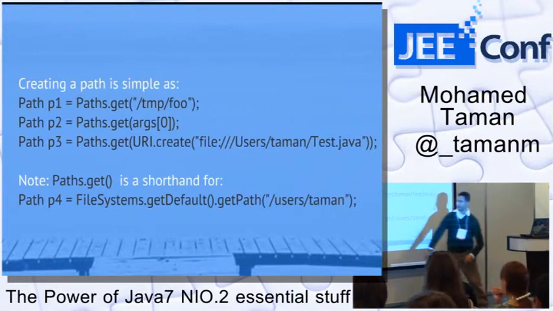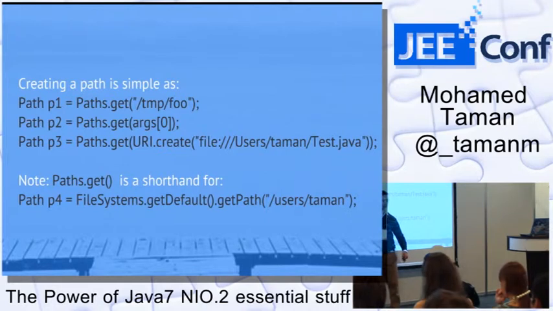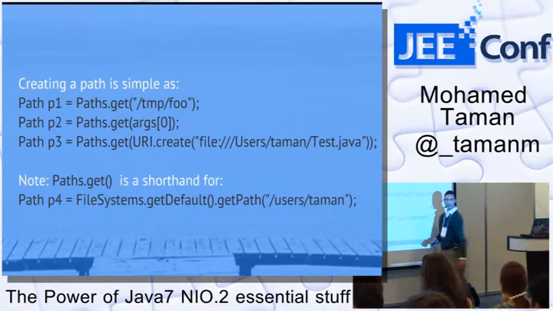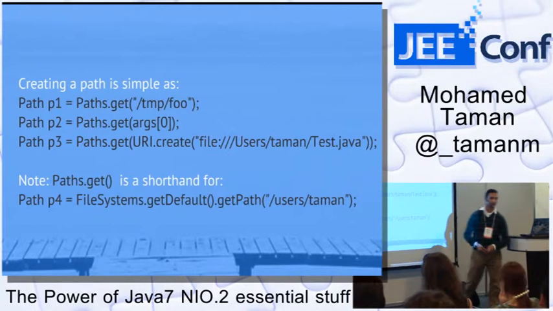Take care that I told you before that I need to get the path from the file system first. So the get method is shorthand for FileSystems.getDefault().getPath. You can do this or this, but it's just shorthand.